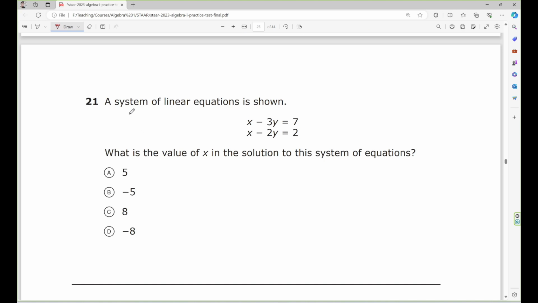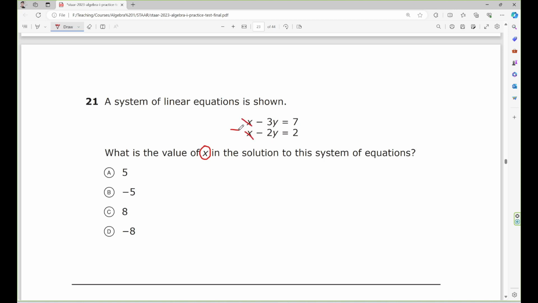Number 21. A system of linear equations is shown. What is the value of s in the solution to the system of equations? Alright, they ask you the value of s only. Now you need to solve it. So basically you just subtract, because you see s right here, we use the elimination method. Subtract it. So this and this cancel out.